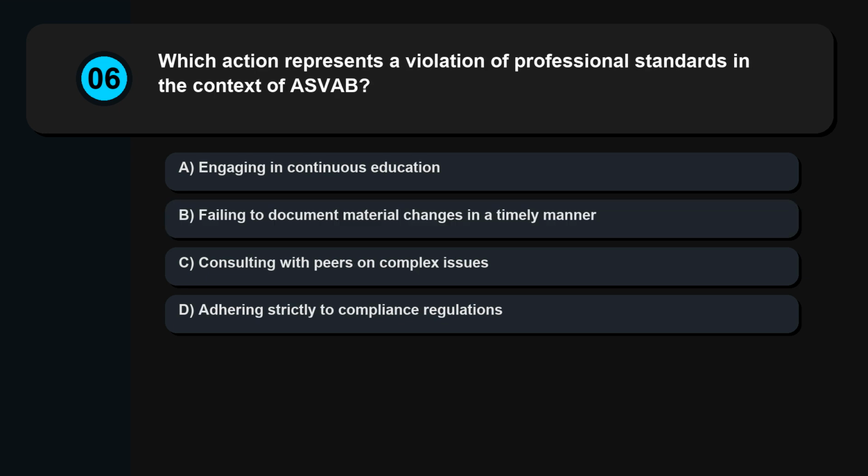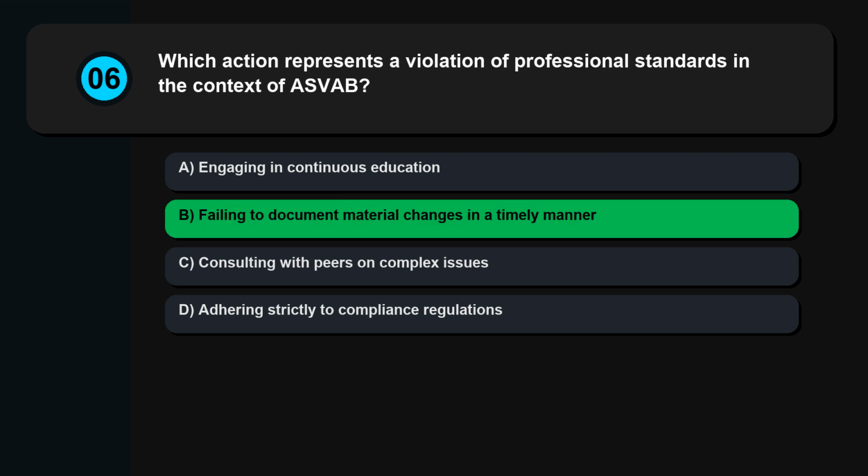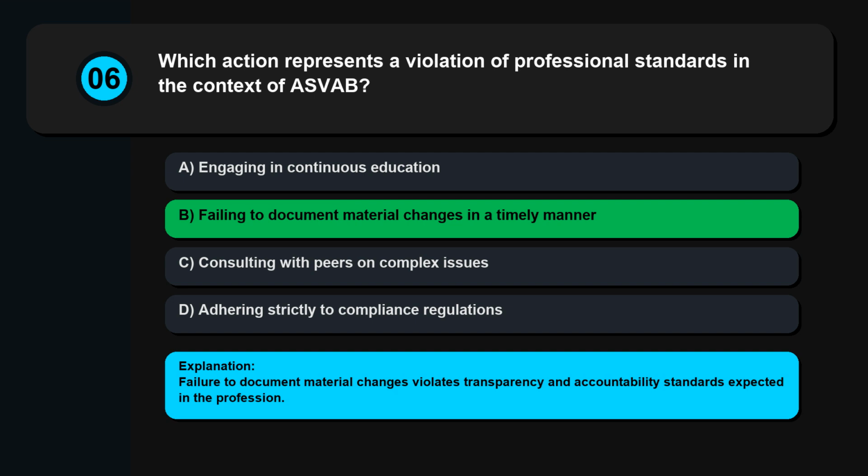Question 6. Which action represents a violation of professional standards in the context of ASVAB? Engaging in continuous education, failing to document material changes in a timely manner, consulting with peers on complex issues, adhering strictly to compliance regulations. Failure to document material changes violates transparency and accountability standards expected in the profession.